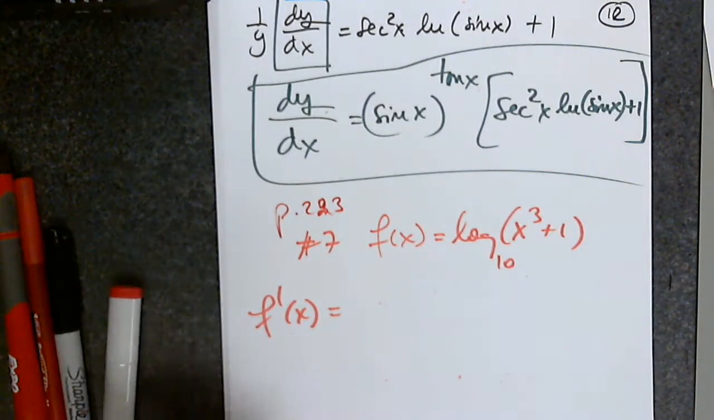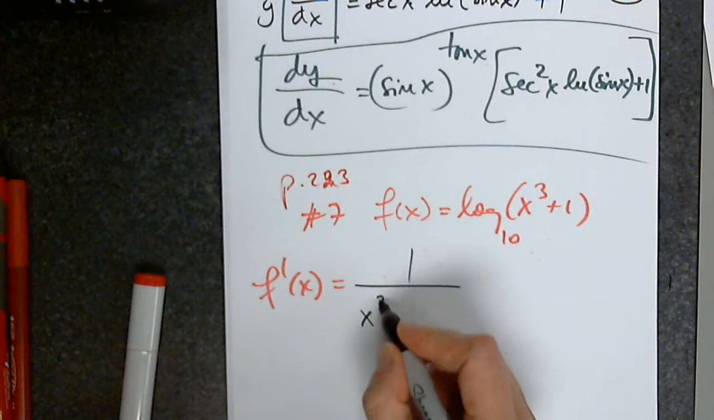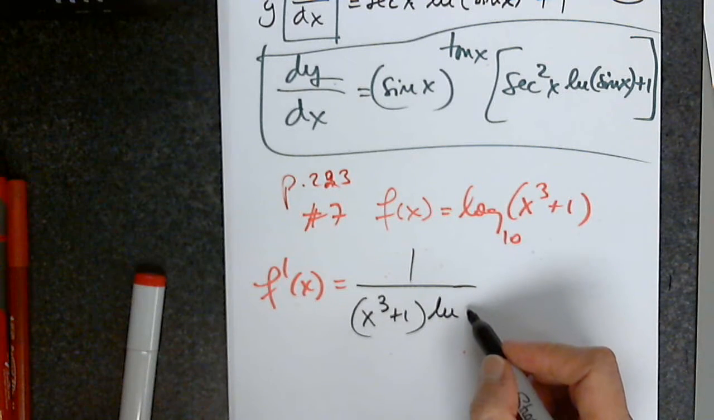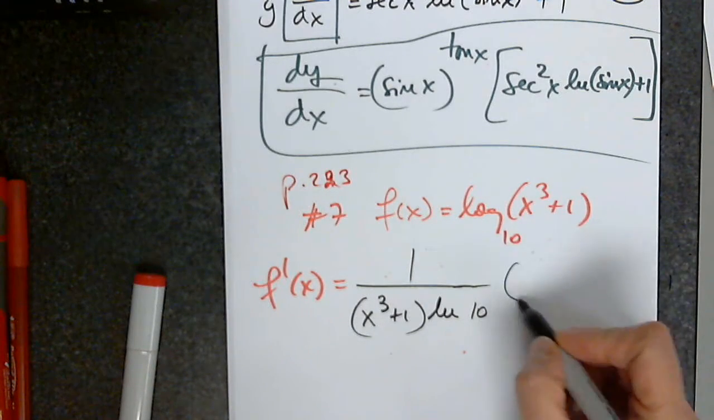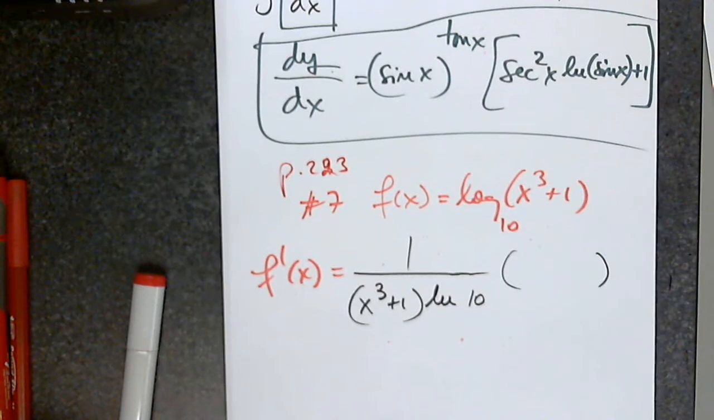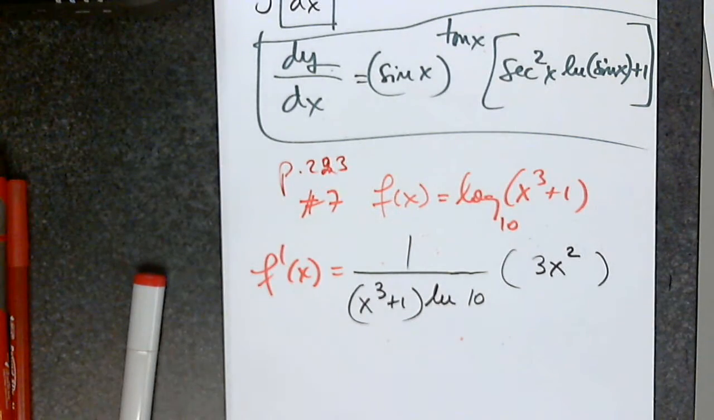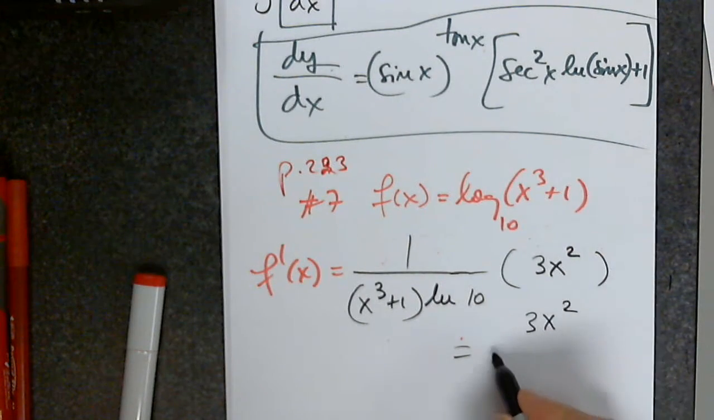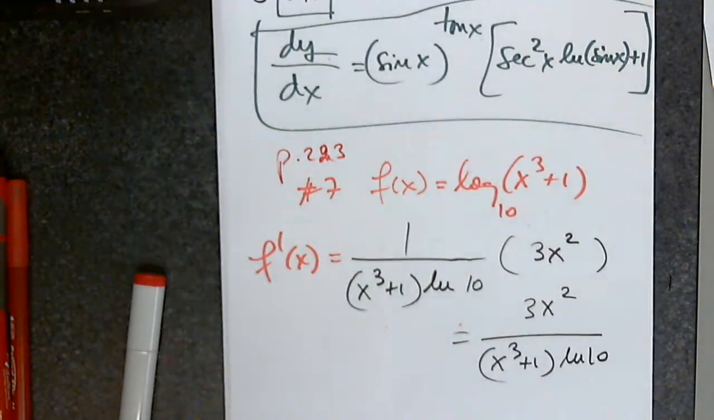So what do we write? Yes, 1 over x cubed plus 1 times natural log 10, very good. And the top or multiplied on the side, doesn't matter, same thing. 3x squared. You can condense it, and I recommend that. 3x squared over x cubed plus 1 natural log 10.